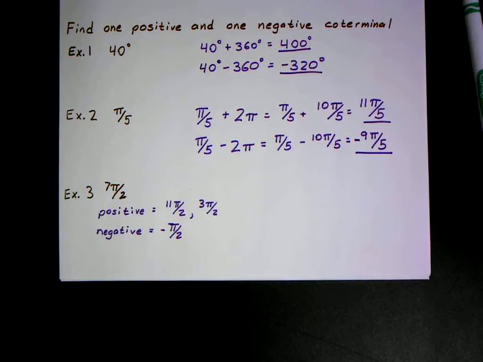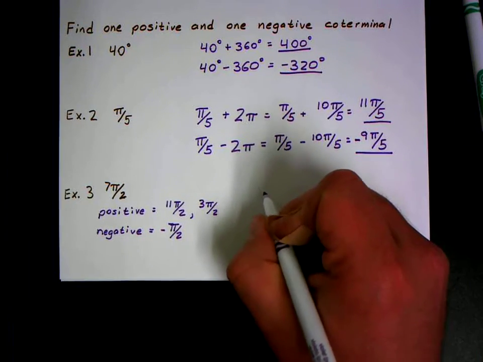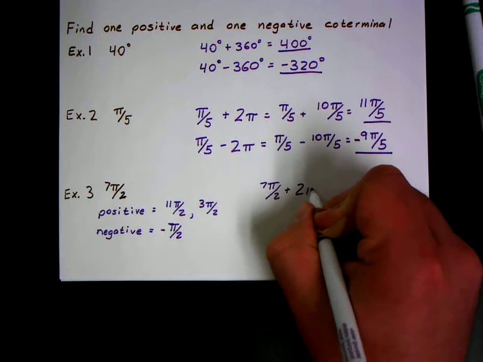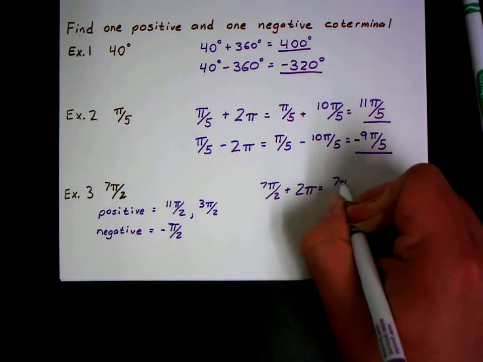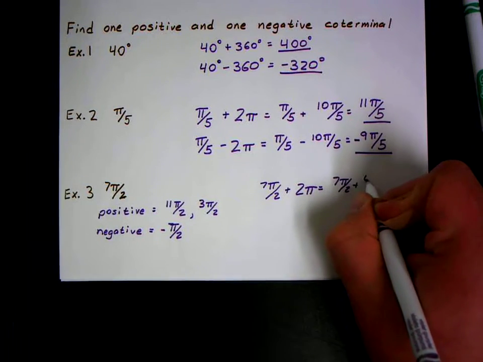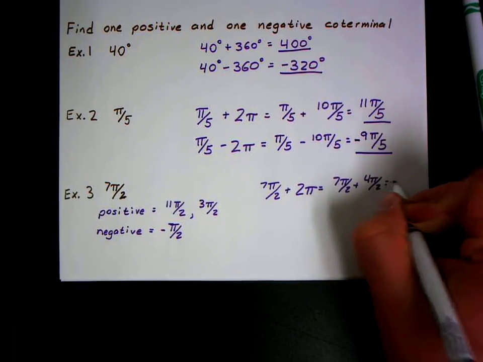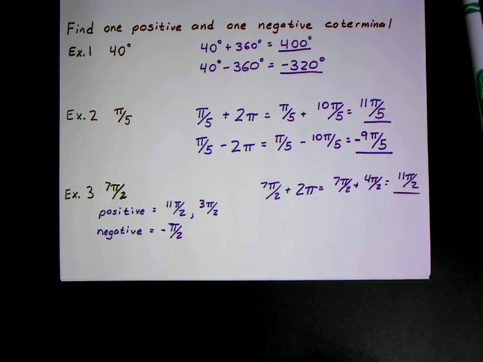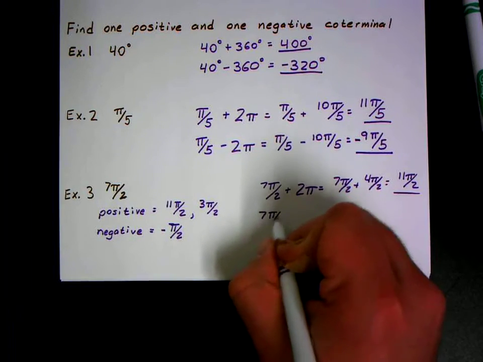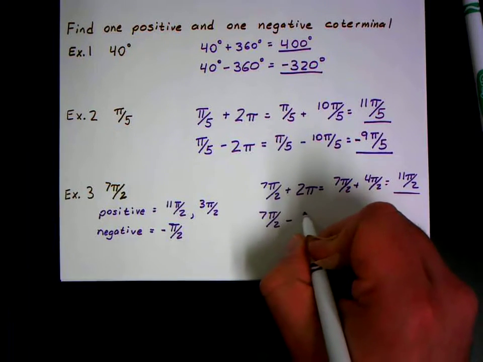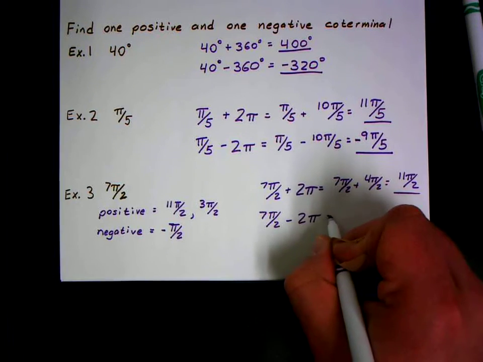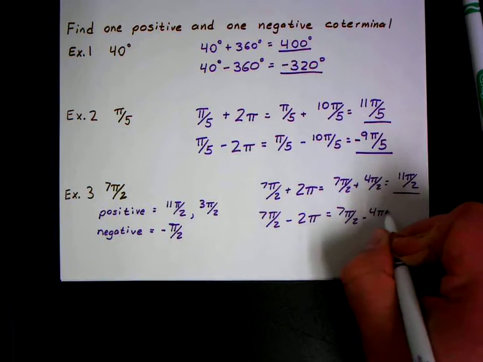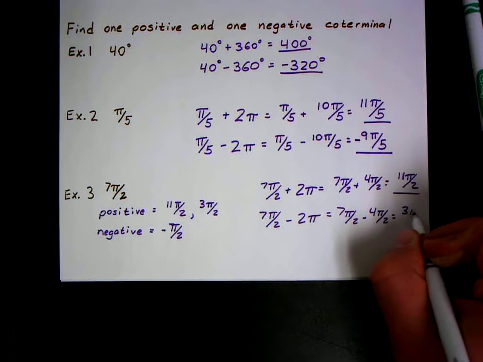Now, if you stuck with the way we were doing it, if you take 7 pi over 2 plus 2 pi, you would get 11 pi over 2. If you took 7 pi over 2 minus 2 pi, you get 3 pi over 2.